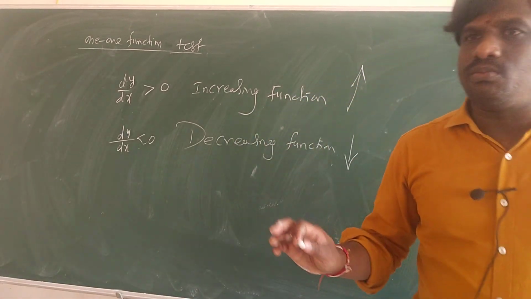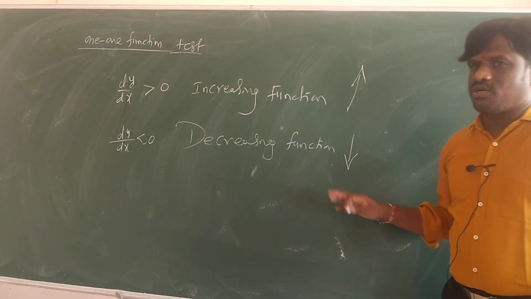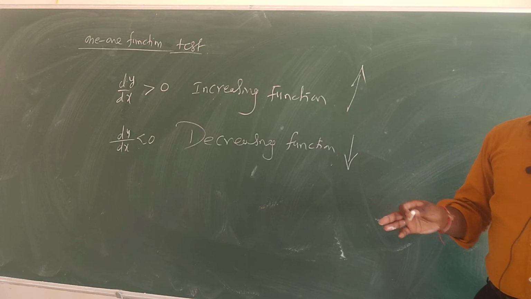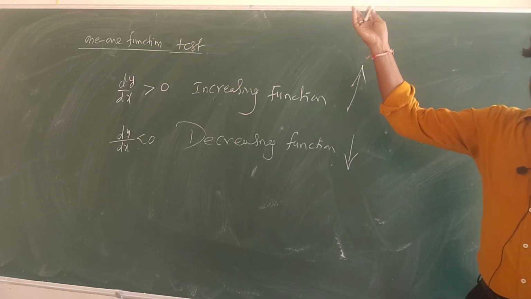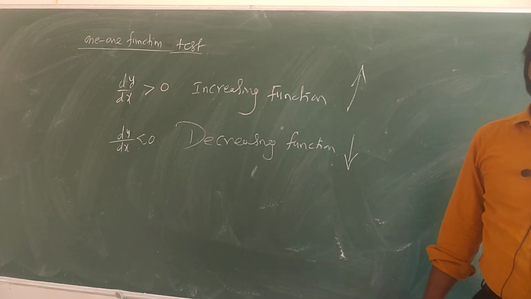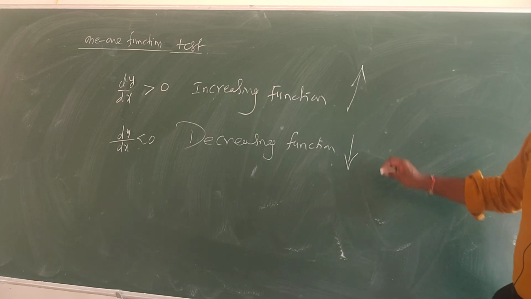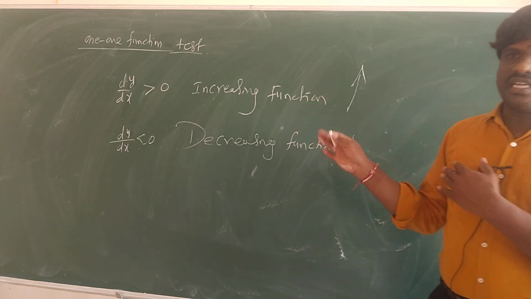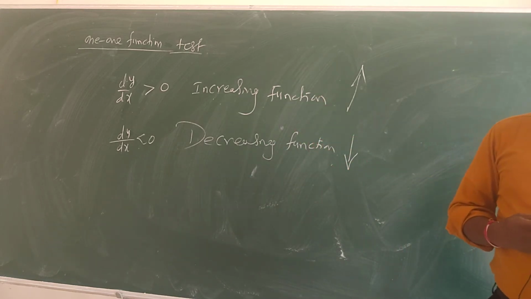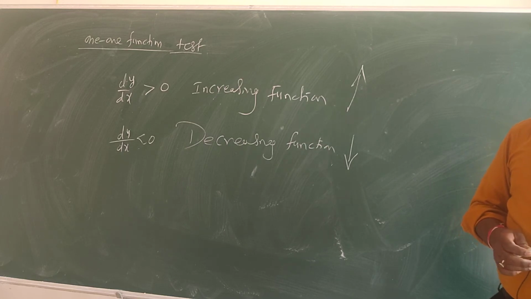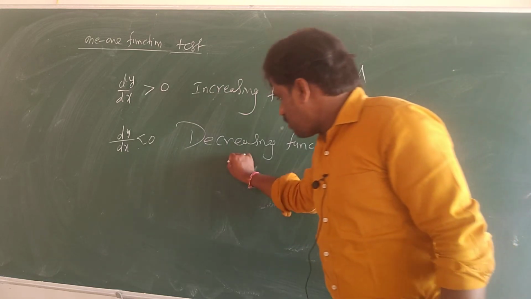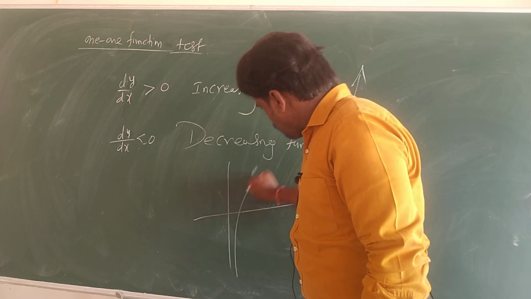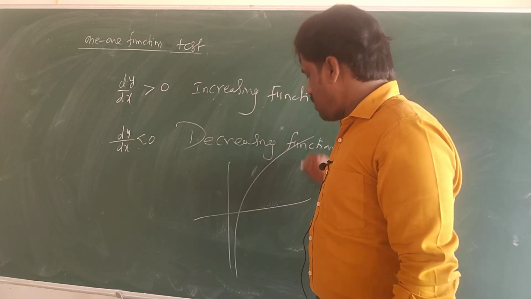If a function is monotonically increasing or decreasing, monotonical function means if a function is increasing continuously or decreasing, that is called monotonically increasing, decreasing. So if a function is continuously increasing or decreasing, that is called a 1, 1 function. I told you the log graph.